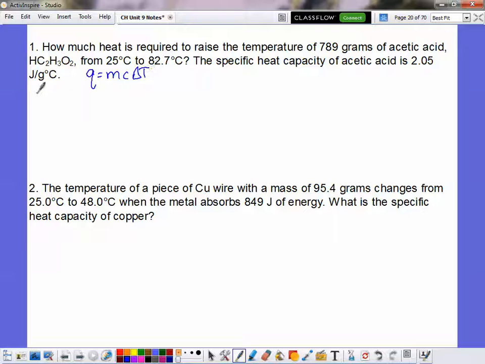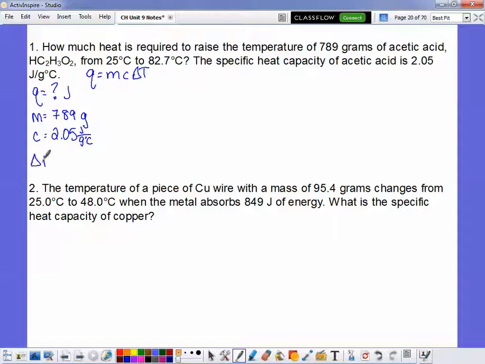That's the formula. Remember, Q is heat. What is our heat for this problem? That is our unknown. That's what we're going to be solving for, and that's going to be in joules. M stands for what? Mass. What mass of acetic acid do we have? 789 grams. C is the specific heat capacity of this substance. It's given. And it is what? 2.05, and that's joules per gram degree Celsius.